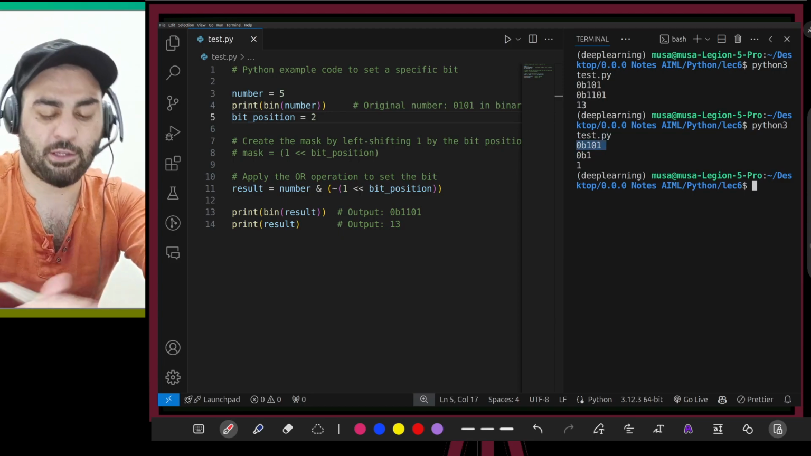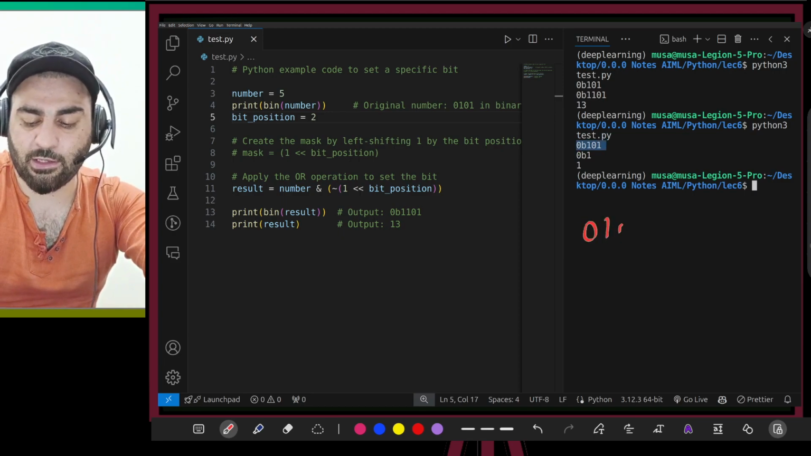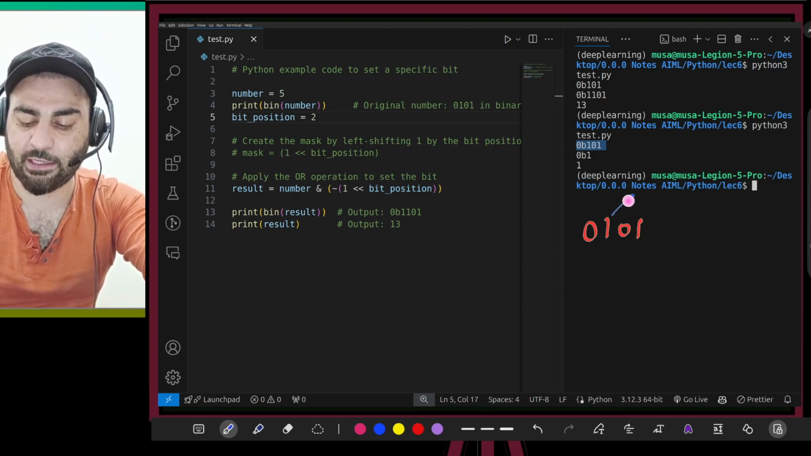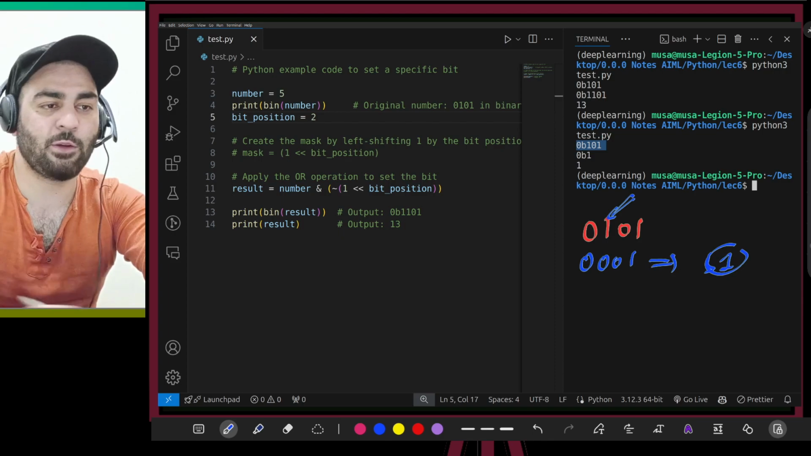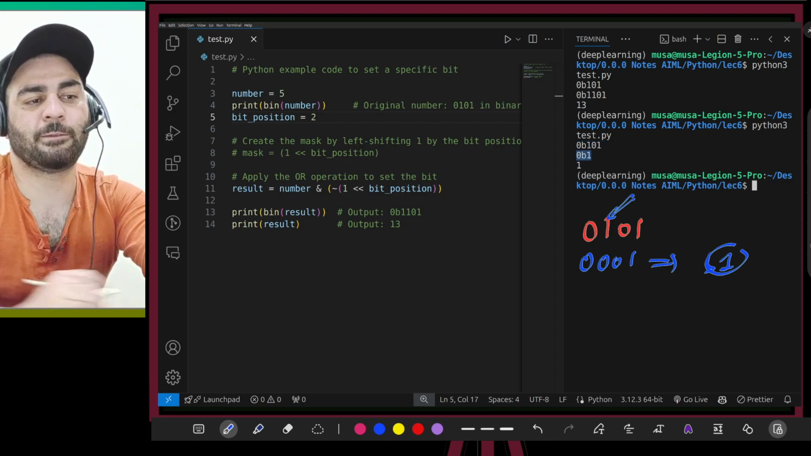So we had the number 0b0101. We unset this bit, and that is 0 0 0 1, which is basically binary 1. That's why you can see over here, this is 0b1.